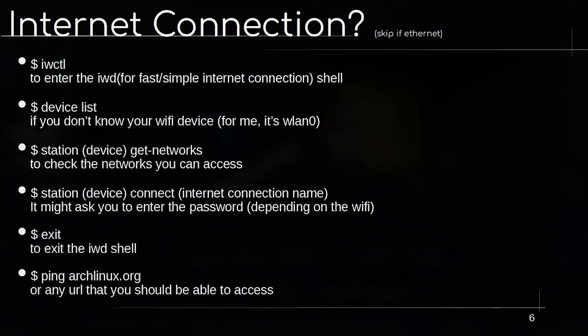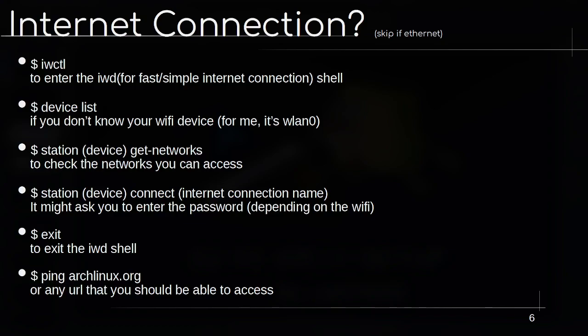Now, if you have an Ethernet connection, you can just do the last ping command, ping archlinux.org, or any URL. I just put this because Arch, but you can do any URL to check if you have an internet connection. If you do not, then you can do the Wi-Fi setup. If you do, you can just skip.